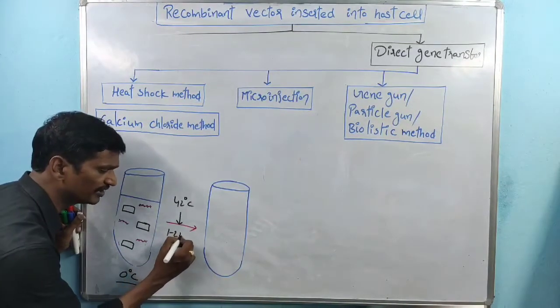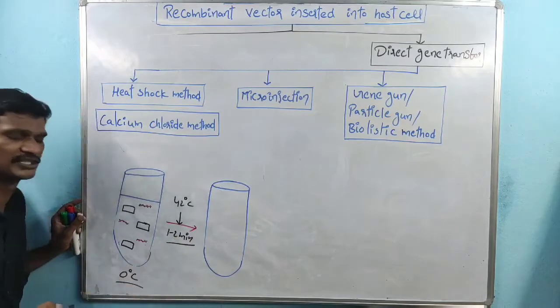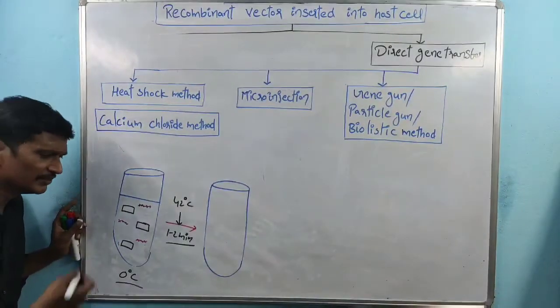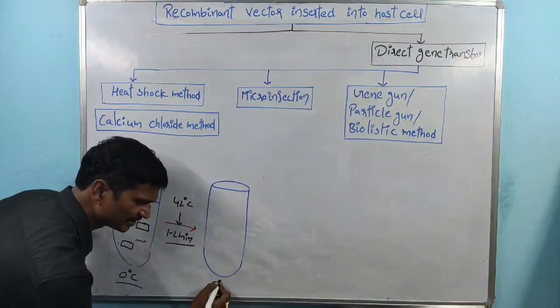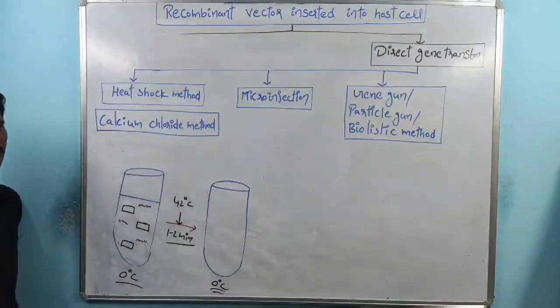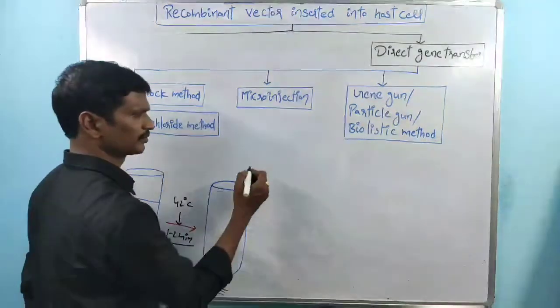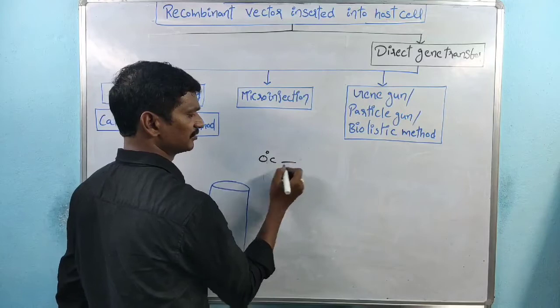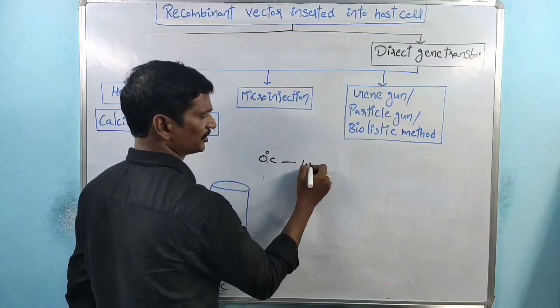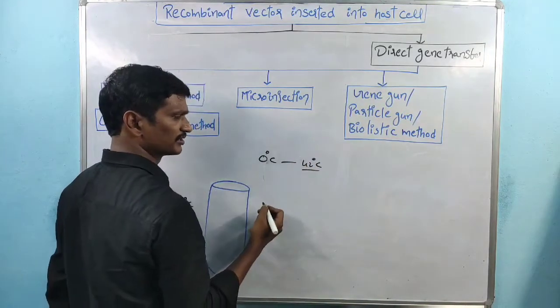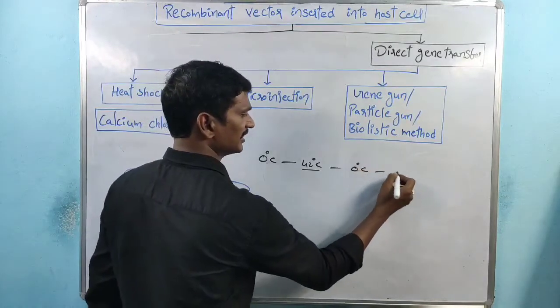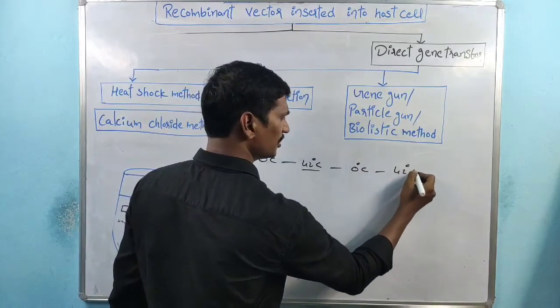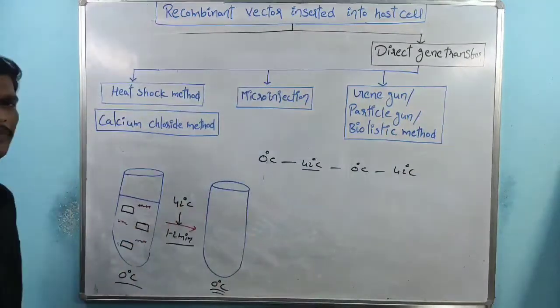Here, 1 to 2 minutes at 42 degrees centigrade. Immediately again 0 degrees centigrade. So constantly, 0 degrees centigrade for a few minutes, then 42 degrees centigrade for 1 to 2 minutes, again 0 degrees centigrade, again 42 degrees centigrade. So continuously you're changing the temperature.